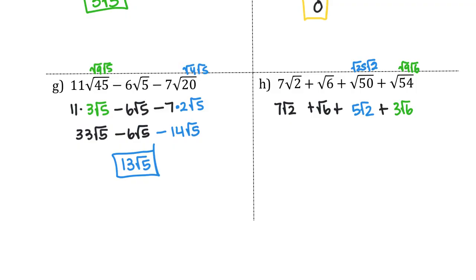Now, do I have like terms? I have 7 square root 2's plus 5 square root 2. So I have 12 square root 2's. Okay, now I have square root 6 plus 3 square root 6. Remember, this is 1 square root 6. So 1 square root 6 plus 3 square root 6's, I have positive 4 square root 6's. I cannot combine these together, but I simplified as much as I could.